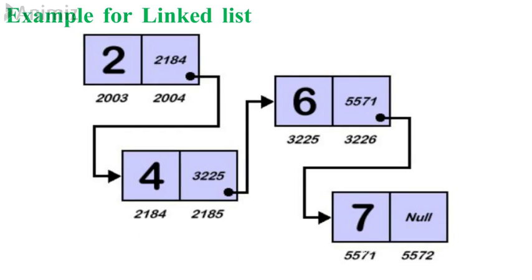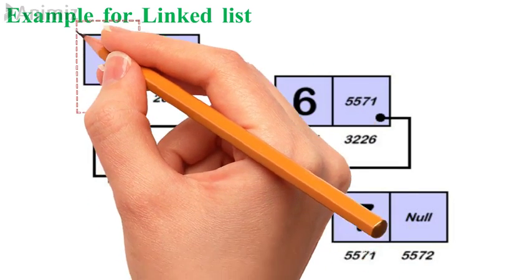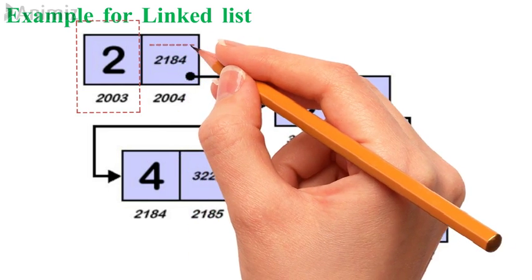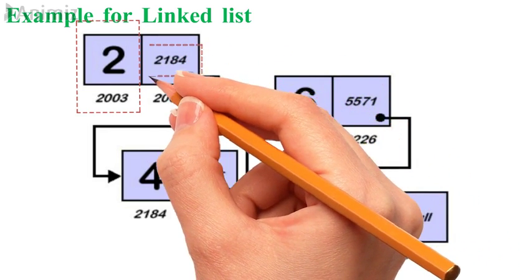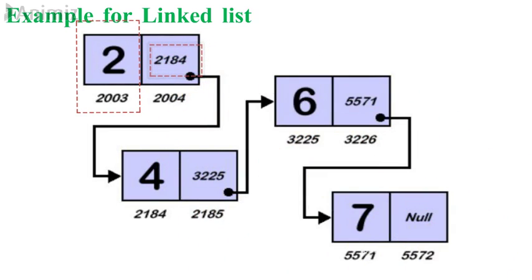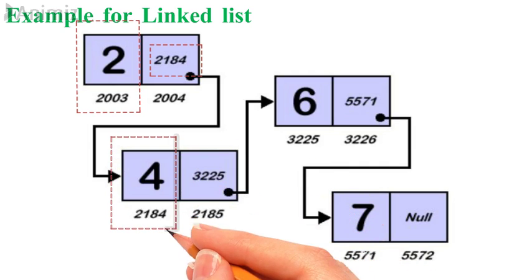Now here is an example of a linked list. In this list we have 2, 4, 6, 7. 2 is stored in the location 2003. Now in that node, the next is the link field, which contains the address 2184. So now my next node is present at address 2184.